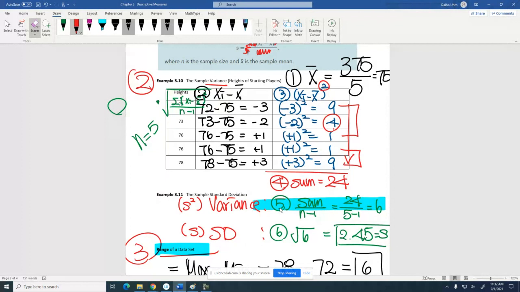Please look at the variance. What will be the unit? Just inches? No. Square inches, thank you. Square inches. Why? In the middle of the procedures, in step 3, we took the square. So the unit for the variance in step 5 will be square inches.